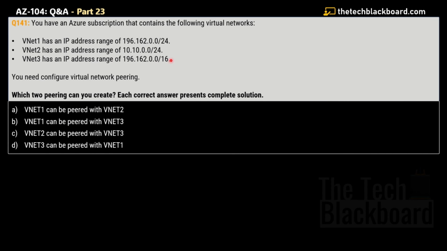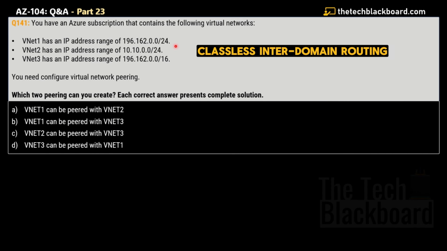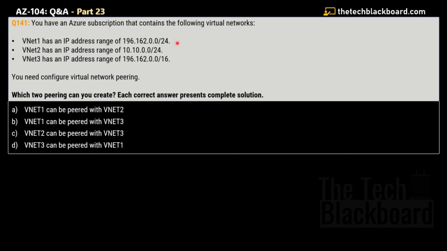And just to help you understand, my friend, the part before the slash is called the IP address, and the part after the slash is called the subnet mask, which is represented in CIDR notation. You can also read it as classless inter-domain routing notation. So now that you understand the situation, we have three virtual networks, and out of those, two have overlapping IP addresses.